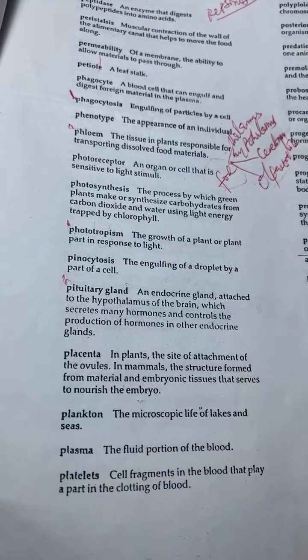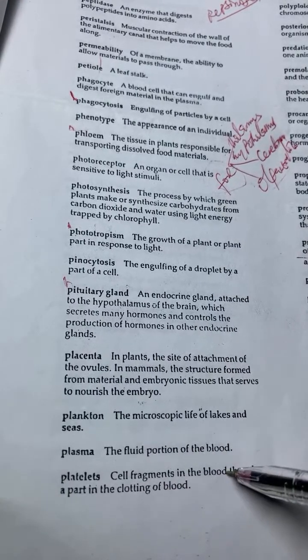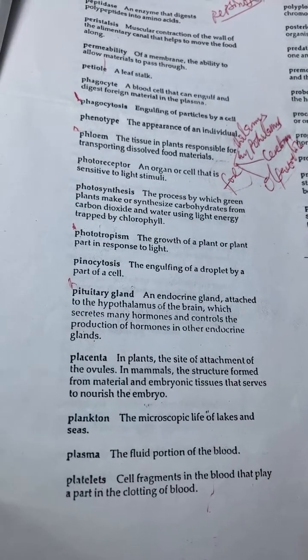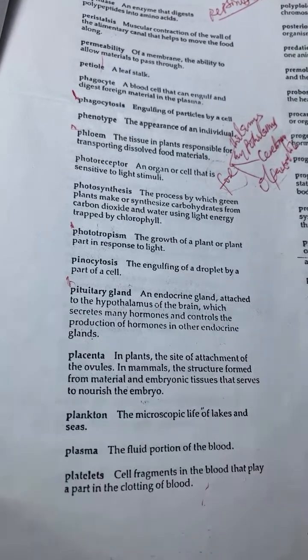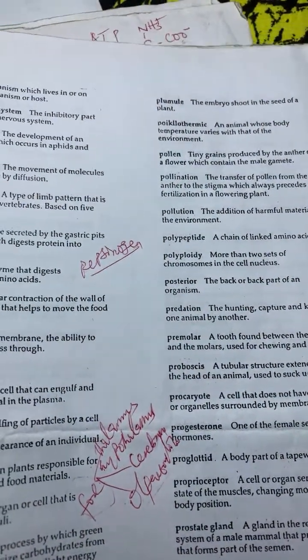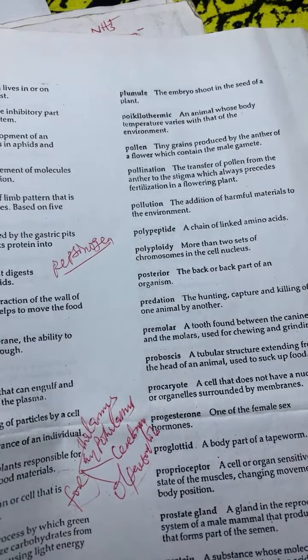Plasma is the fluid portion of the blood. Platelet is a cell fragment in the blood that plays a part in clotting of the blood. That's platelet. And we have plumule, the embryo shoot in the seed of a plant. Are we there now? And then we have poikilothermic.